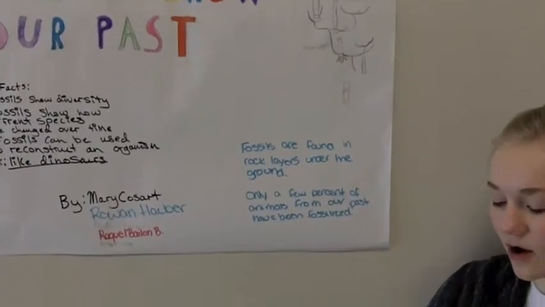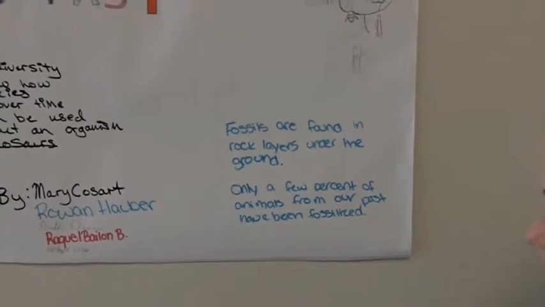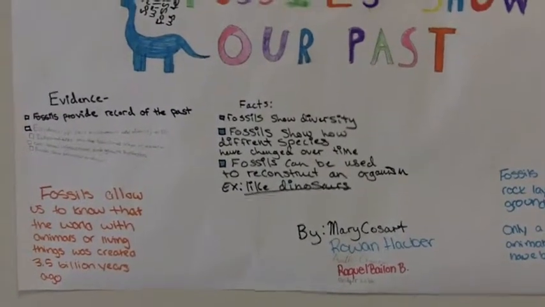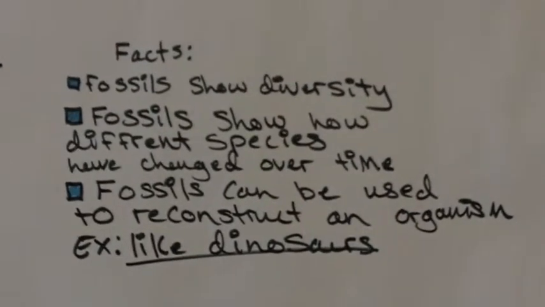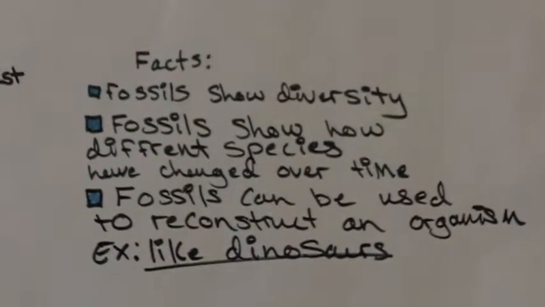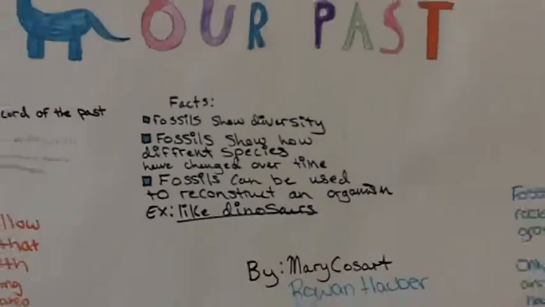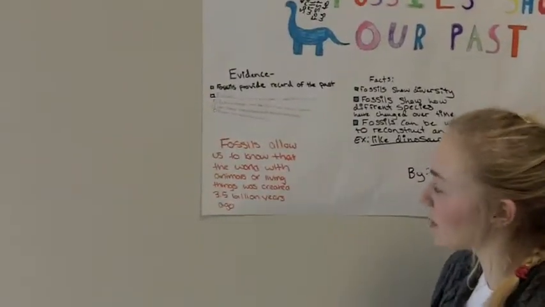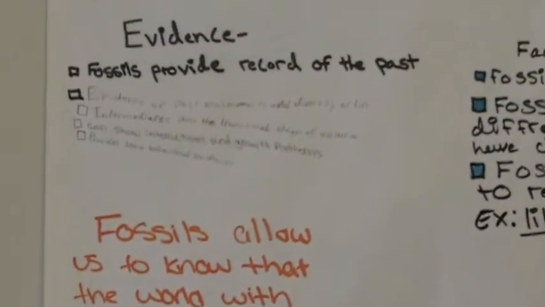Fossils are found in rock layers, and obviously the oldest fossils are at the bottom because the rock has formed over them over the years. Only a few percent of our past animals have been fossilized. It's kind of by luck that it happened. We're very lucky. Fossils can be used to reconstruct an organism and show the environment that they once lived in, like dinosaurs, for instance, like Jurassic Park. And fossils allow us to know what the world would have been like 3.5 billion years ago, what the animals would have been like, and how we've changed.